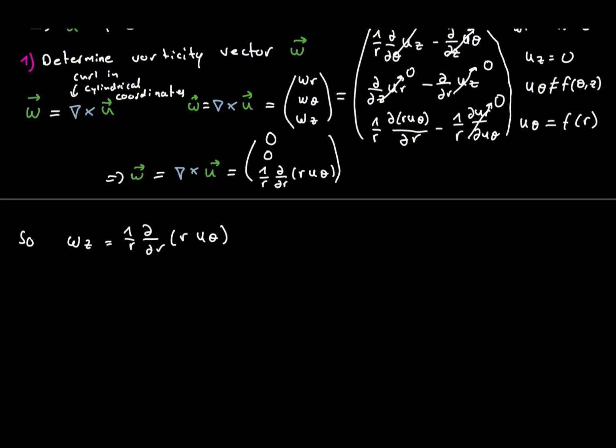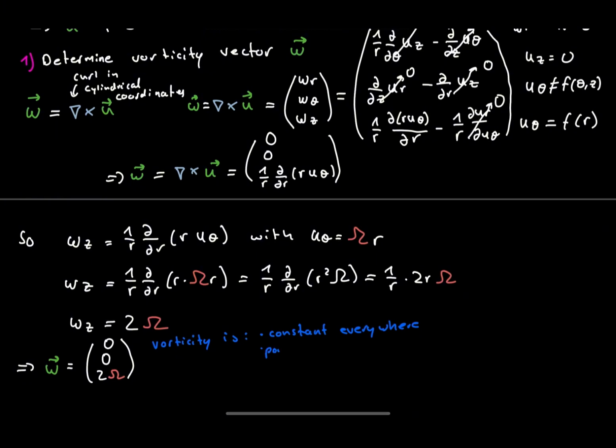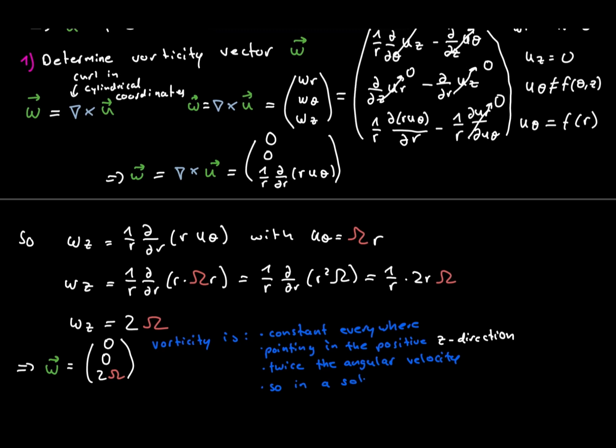We compute r times u theta. Since u theta equals omega r, this gives omega r squared. Taking the derivative with respect to r gives 2 omega r. Dividing by r gives 2 omega. Therefore, the vorticity in the z direction is 2 omega. The vorticity vector is therefore 0, 0, 2 omega. This means the vorticity is constant everywhere in the flow. In fact, it equals twice the angular velocity, which is a characteristic property of solid body rotation.